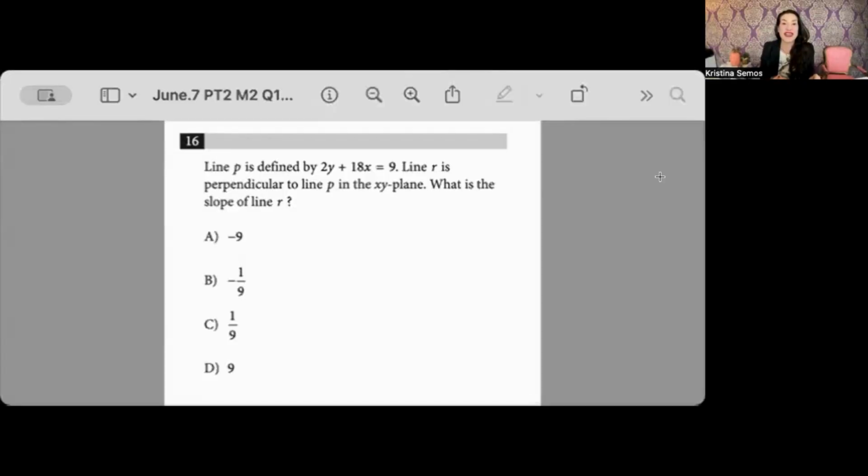Okay, so here we have a sample problem. Line P is defined by 2y plus 18x equals 9. Line R is perpendicular to line P in the xy plane. What is the slope of line R? Cool. I don't even have two different equations. I just need to find out the slope. So it should be clear what we're doing here. You can pause, figure it out. I will tell you answers at the end of the video.